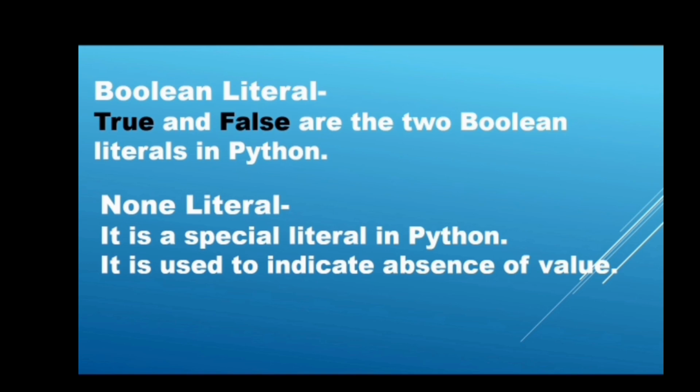Moving further, another type of literal is the Boolean literal. The True and False values are considered to be the Boolean literals in Python. Another literal is the None literal. It is a special type of literal in Python. It is used to indicate the absence of value. If you assign a variable the value None and then you display the variable using the print statement, it will display None. But if you write the name of the variable in interactive mode, it will show you blank.